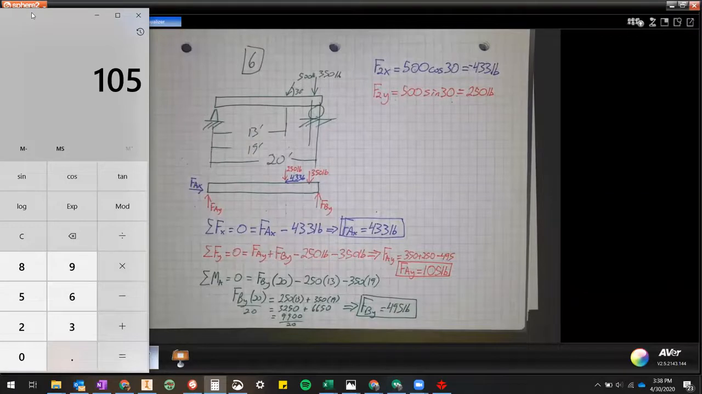As you can see through all these examples, the process is always the same. What are your forces? Do you have any angled forces? If so, we have to break those into X and Y, and then it's just plugging everything into the equations of equilibrium. So I hope all these problems helped, and good luck.